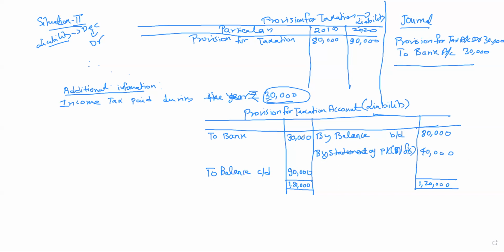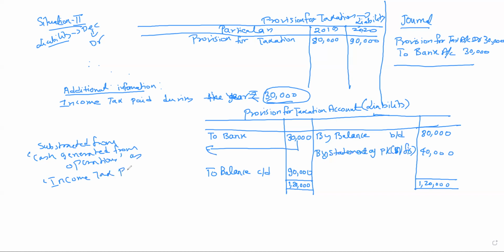Now, coming back to the utilities. How much income tax did you pay? 30,000. This 30,000 that you have paid will be subtracted. This amount will be subtracted from, you know it already, cash generated from operations as income tax paid. This figure, this 30,000, will be subtracted.